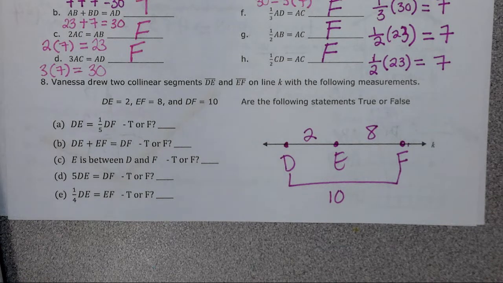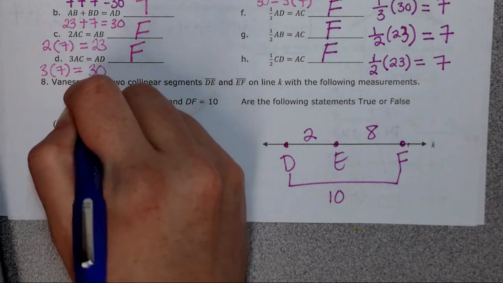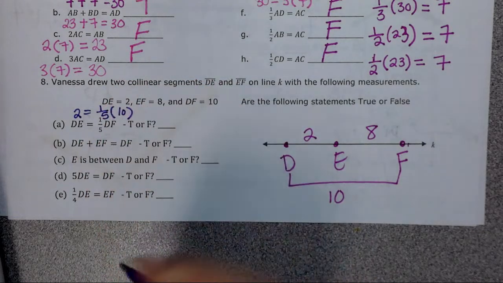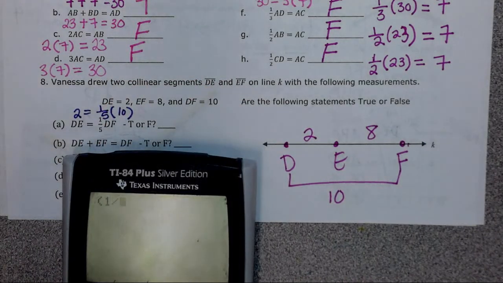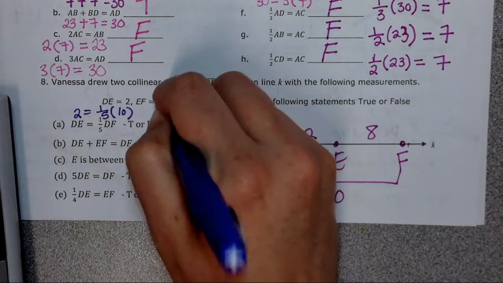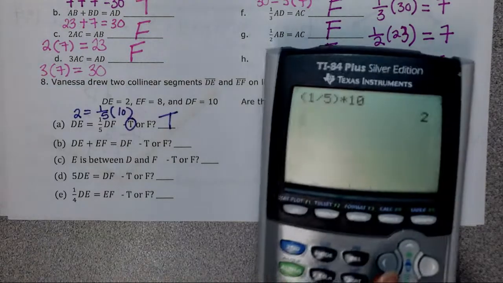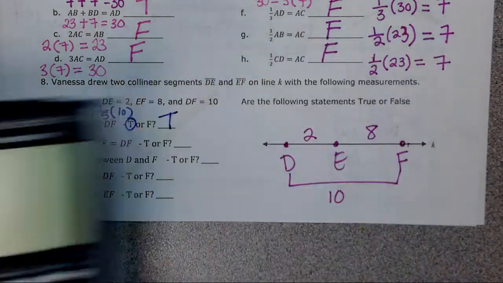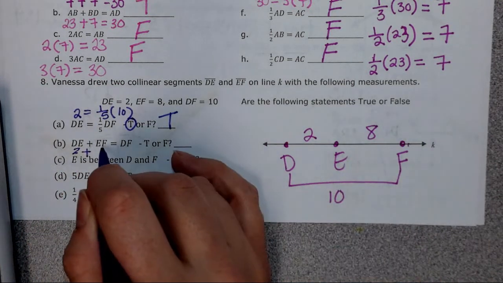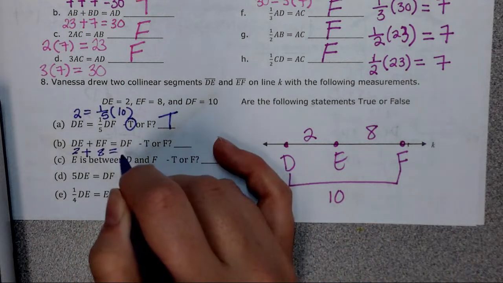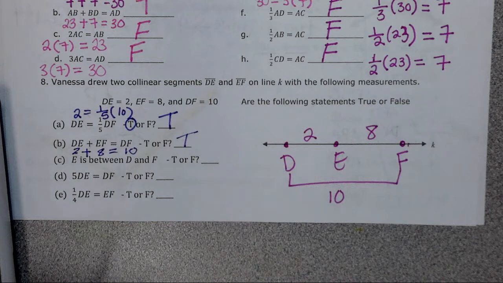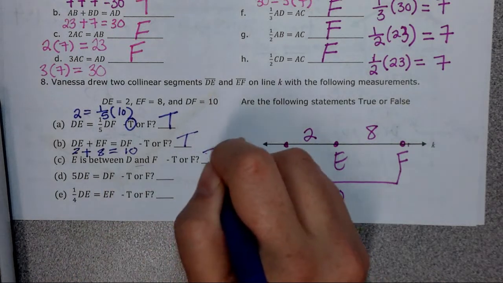Okay, so DE is 2, and it's saying 2 is equal to 1/5 of DF, which is 10. So if we multiply 1/5 times 10, that is equal to 2. So this is a true statement. Next, DE, which we said was 2, plus EF, which is 8, is equal to DF, which is 10. 2 plus 8 is 10. That's true. E is between D and F.